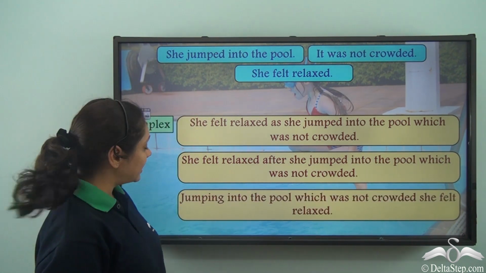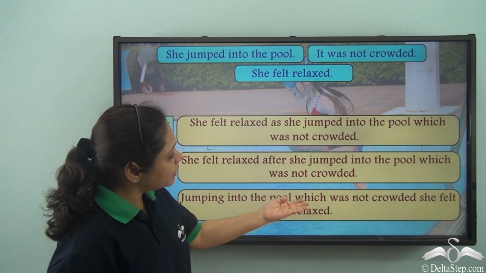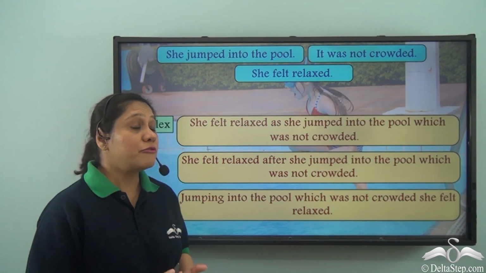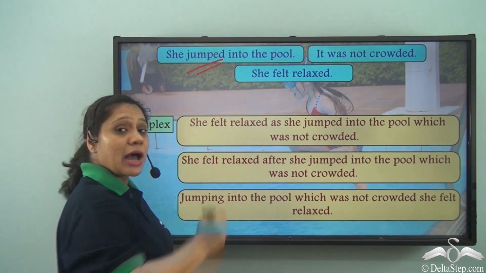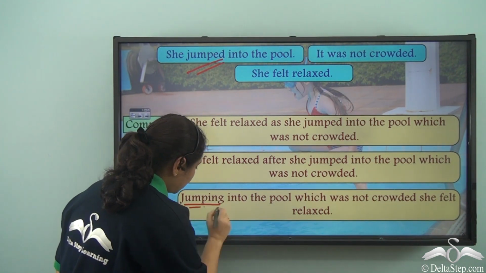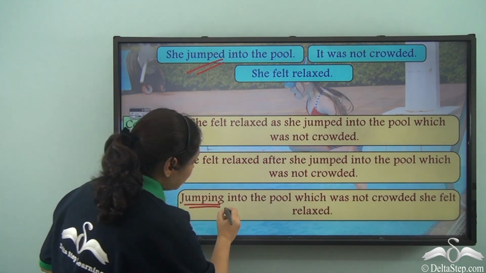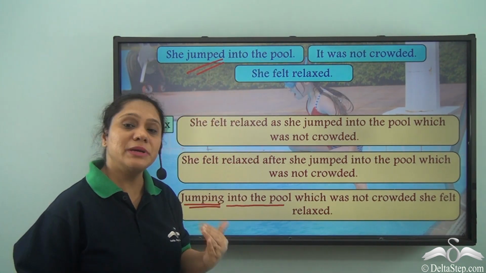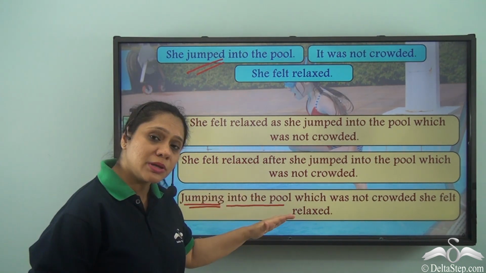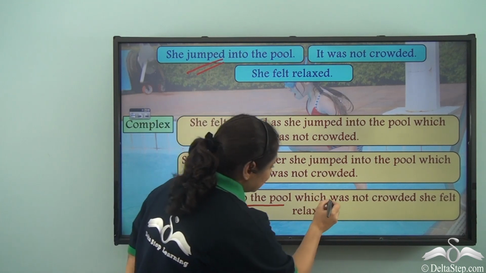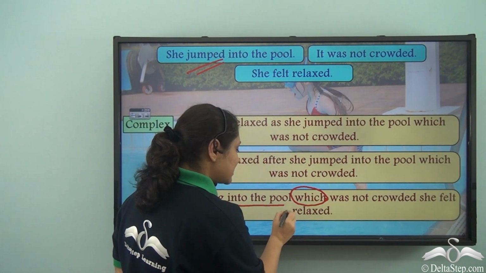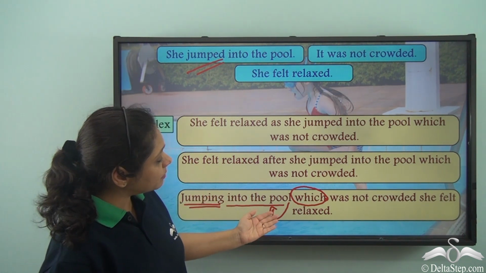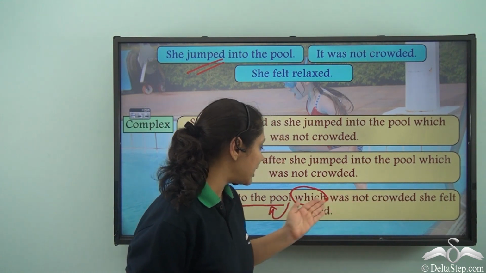You can also write, jumping into the pool which was not crowded, she felt relaxed. So what have we done here? We have changed the finite verb jumped to its participle form, jumping, and jumping into the pool becomes a phrase. She jumped into the pool has been changed into a phrase, jumping into the pool. We have then used the relative pronoun which because it is describing the pool, and our sentence becomes, jumping into the pool which was not crowded, she felt relaxed.